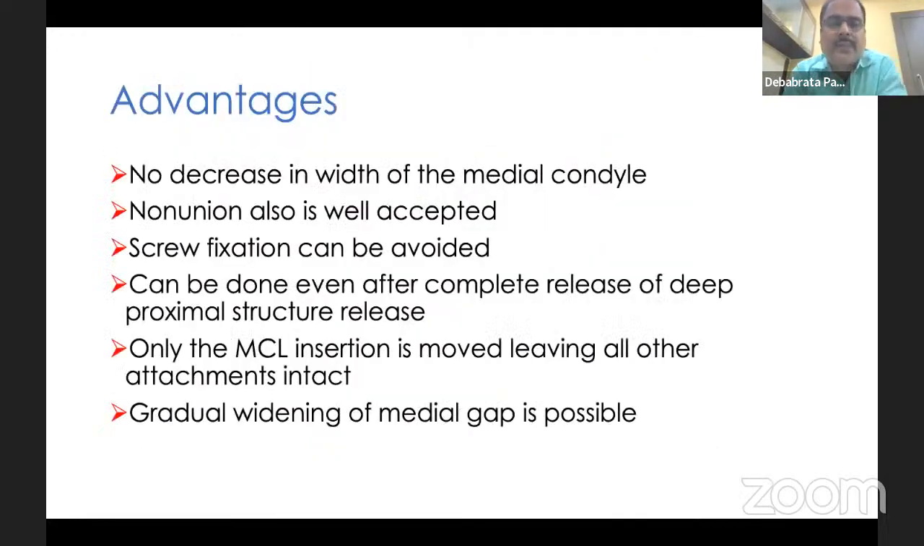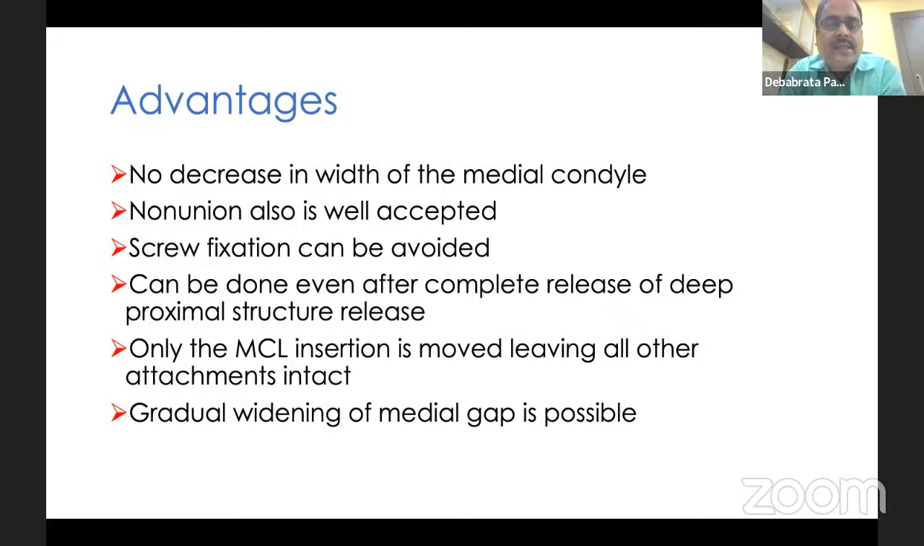The advantage of this epicondylar osteotomy is there is no decrease in width of the medial condyle, which happens in a sliding condylar osteotomy, and this is detrimental for the femoral component attachment. There can be non-union in these cases, even in a sliding condylar osteotomy, but non-union in this case is well accepted because the attachment of the lower part of the epicondyle is intact, and there is no giveaway in the normal range of movement of this patient. Screw fixation can be avoided, may be needed in osteoporotic individuals. It can be done even after complete release of the deep proximal structures.